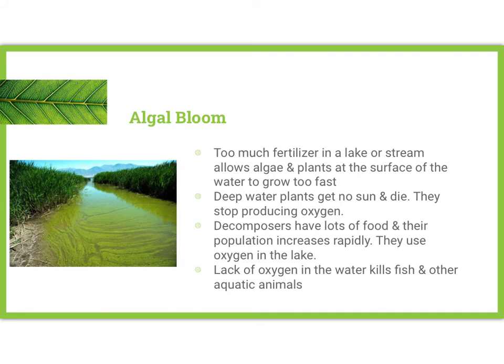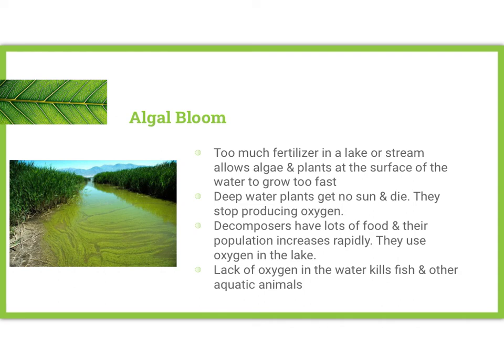So too much fertilizer in a waterway can cause what's called an algal bloom. So too much fertilizer in a lake or a stream allows algae and plants at the surface of the water to grow fast because that's what fertilizer does. However, deep water plants get no sun and die because there are so many plants on the surface. Therefore, they stop producing oxygen.